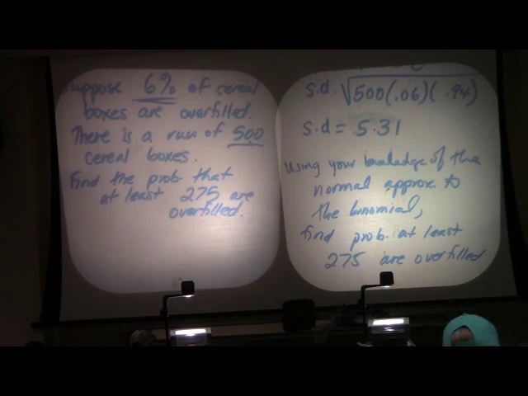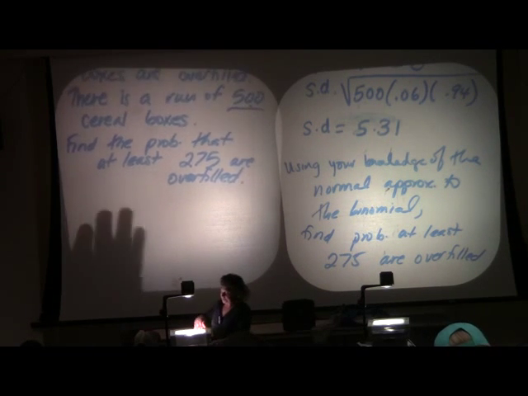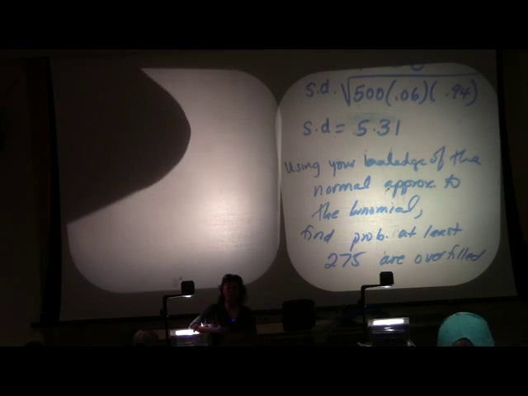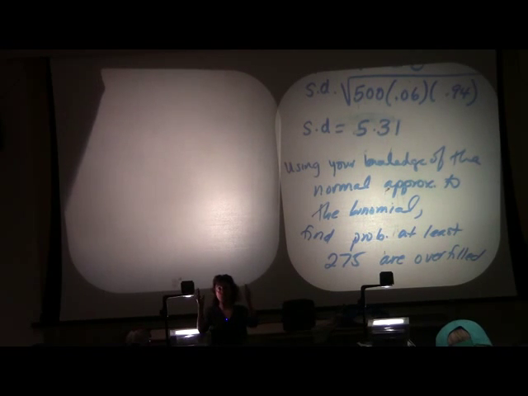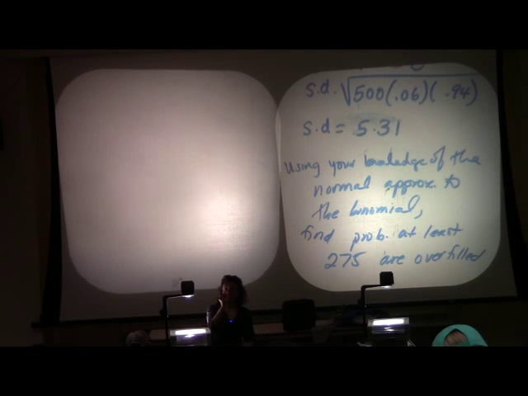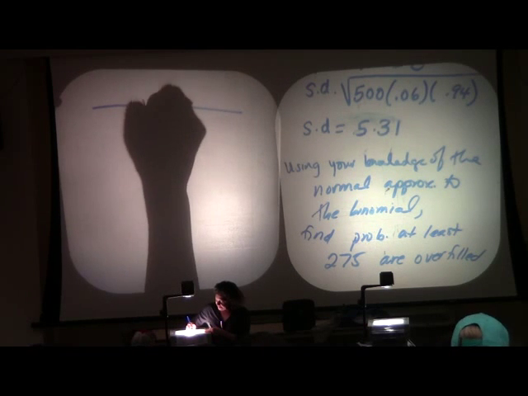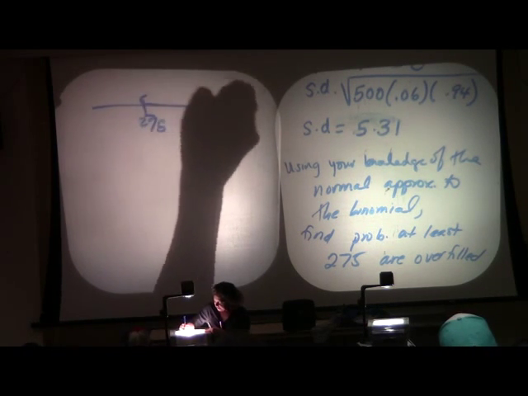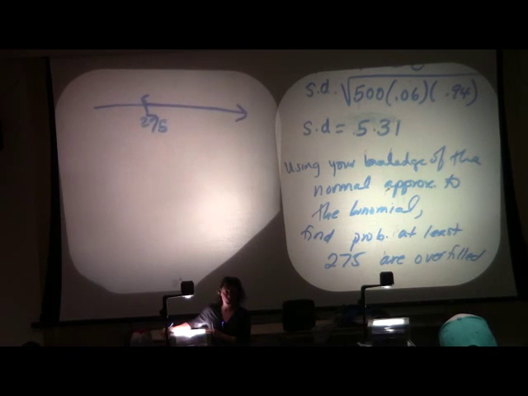Okay. This is where your bump of 0.5 comes in. You need to think about this, you guys, and you need to read the English very carefully. Because we're adapting one type of distribution to another, we need a little fudge factor, essentially. Do you guys agree that if I want at least 275, I want 275 or greater?